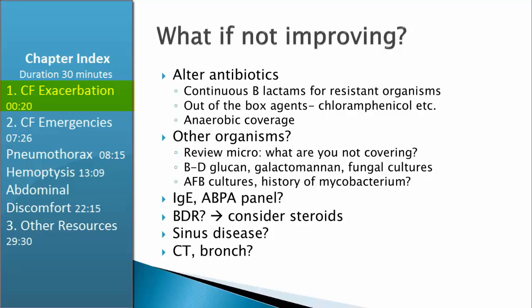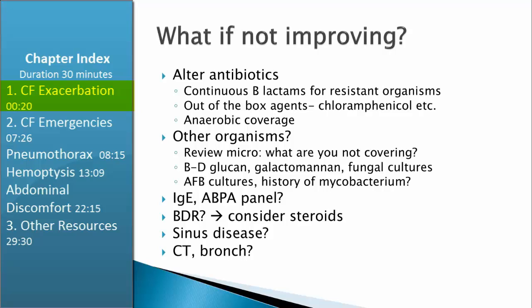This is also a good time to look at whether or not you're covering all the organisms. So again, review the micro. You might need to go back further and think about what you're missing. You might want to send a beta-D-glucan and a galactomannan and fungal sputum cultures as well to look for fungal disease. You might want to send AFB cultures, look back and see if they've ever had a history of mycobacterium. Review the patient's IgE that they usually had on admission, and if it was elevated, think about sending an ABPA panel if the clinical picture fits.